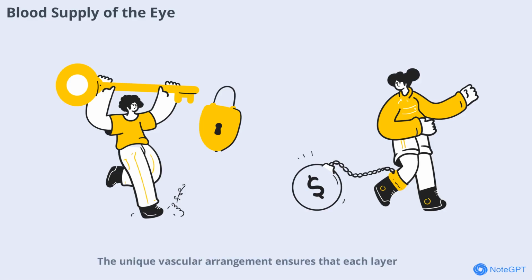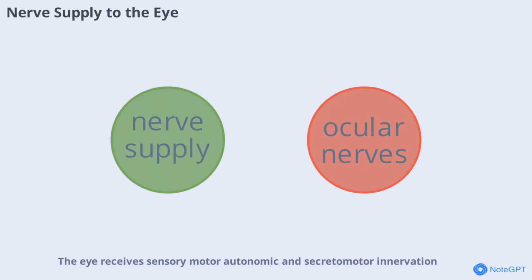The unique vascular arrangement ensures that each layer of the eye receives adequate nutrients and oxygen, while also providing a route for waste removal. The eye receives sensory, motor, autonomic, and secretomotor innervation. The ophthalmic division of the trigeminal nerve supplies sensory fibers to most ocular structures.